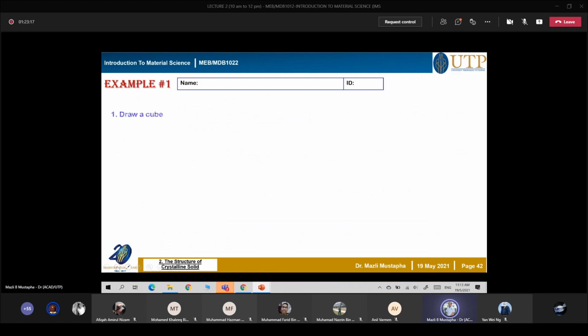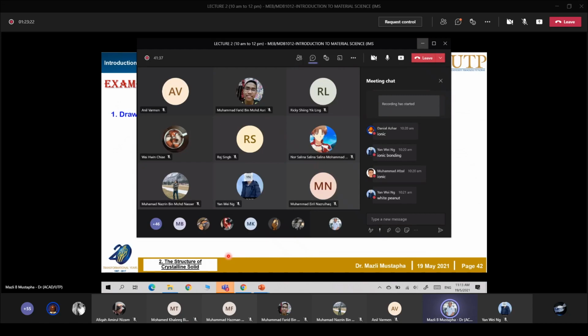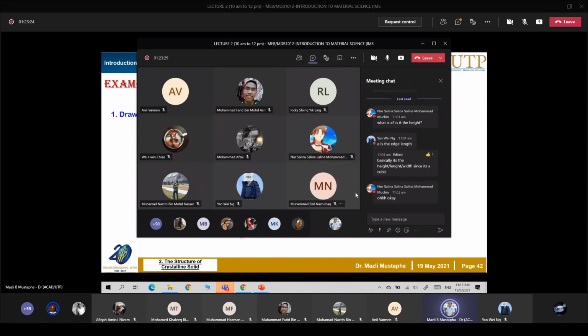And then draw a cubic. Later on, don't worry, basic high level since it's a cubic. Sorry, I didn't see the chat box. Okay, what is the A? Is it the height? A is the edge length. Good, Yan has answered for me. Thank you, Yan. It is the edge length since it's a cubic. Great. Sorry, Salina, I didn't realize it in the chat box because when I present, I cannot see this.